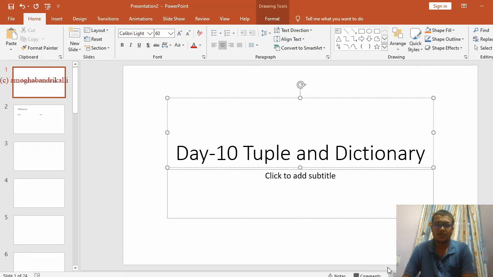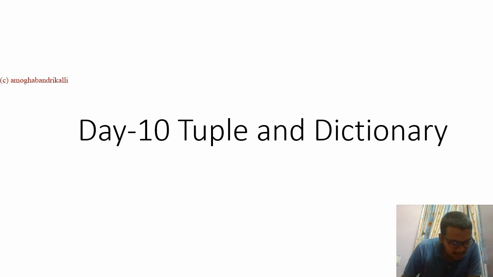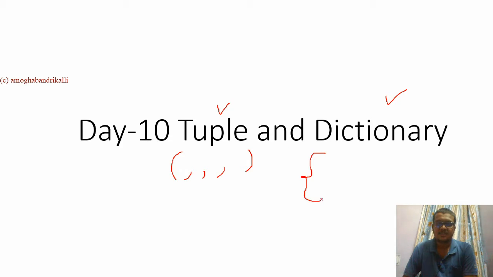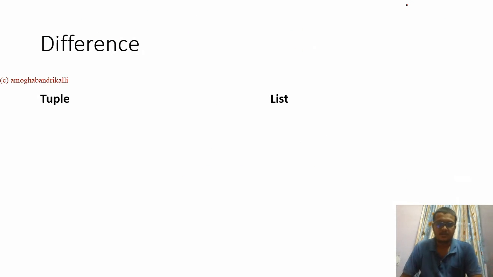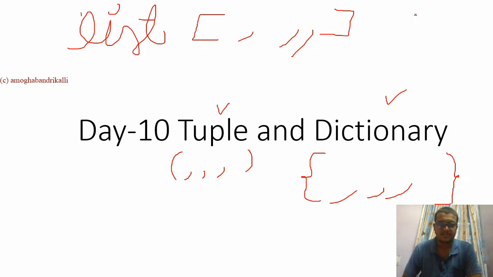So today we are going to talk about, let me take a pen, tuple and the dictionary. A tuple is the one which includes the data inside round brackets with commas. The dictionary is the one which has curly brackets with commas, whereas the list has data inside square brackets with commas. These are the three data types which are widely used in Python.